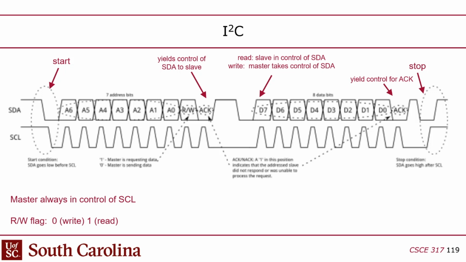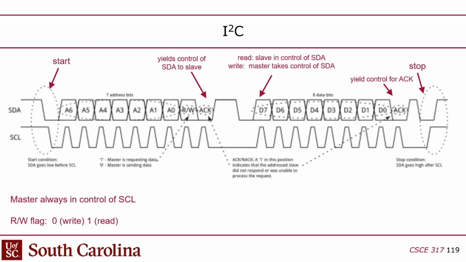I talked a lot about how when the data changes and when the clock changes, and how the data has to be stable for a half clock cycle before the other edge of the clock, which is to sample the data, right? So you change the data on one edge of the clock and you sample it on the other edge of the clock, meaning everything is edge-based.